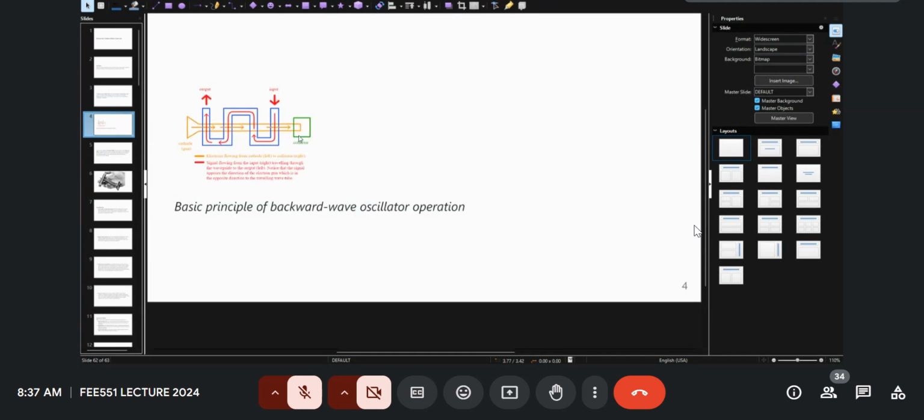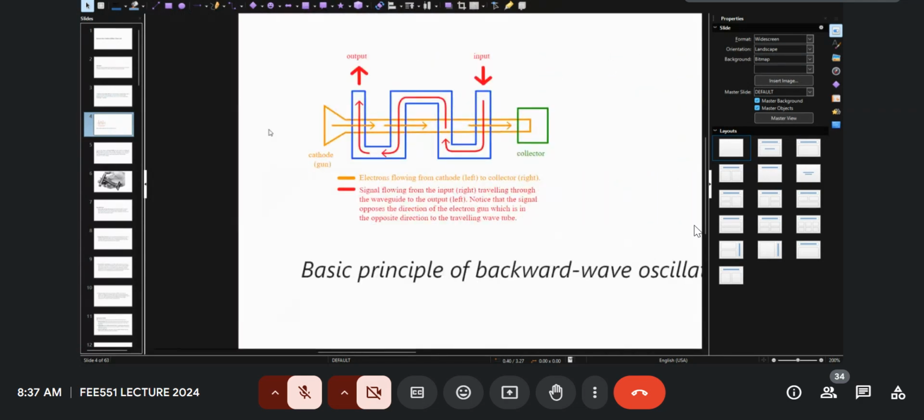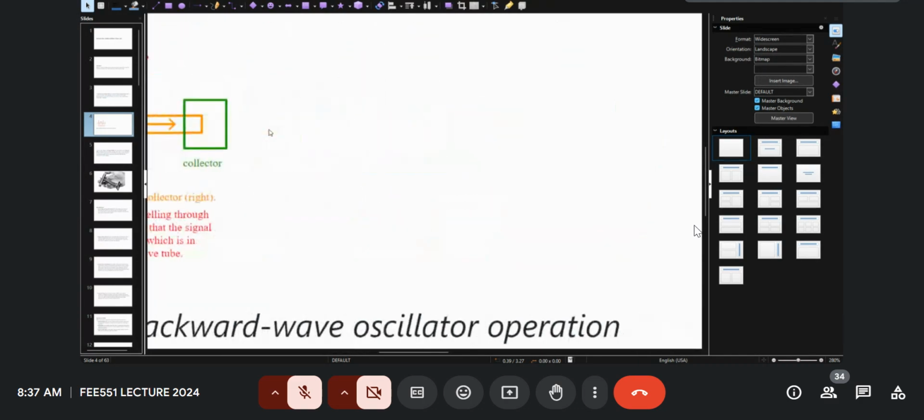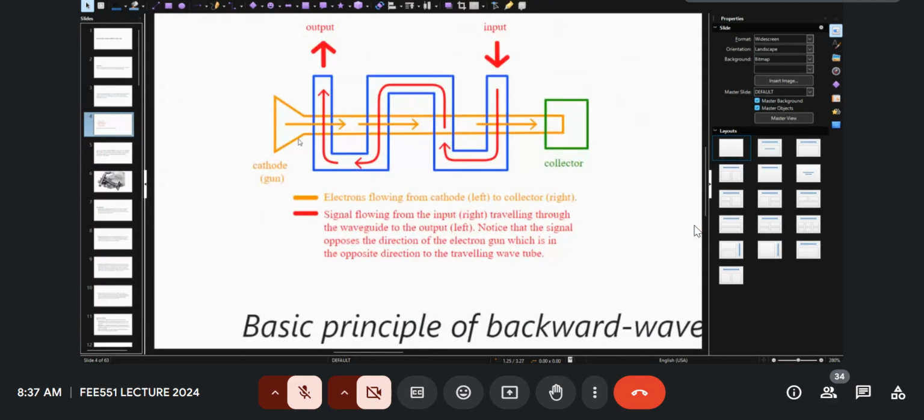And remember this image as I close. Remember this image that shows the BWO. Recall that we have the cathode that generates the electron beam, shooting them across all the way to the collector. And we also have this slow wave structure that looks like a square and has its inputs. Your signal flows in, flows up, flows down, and across and up.